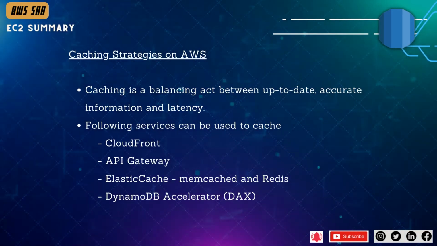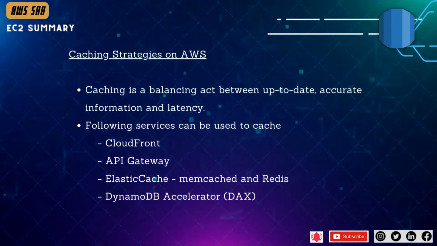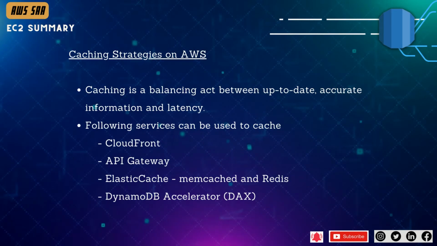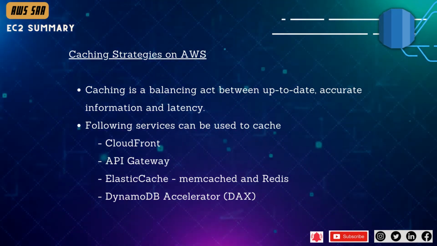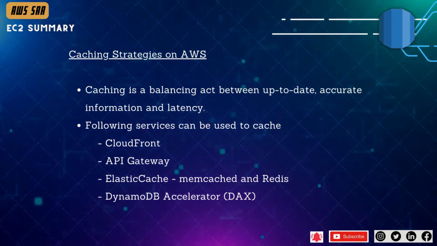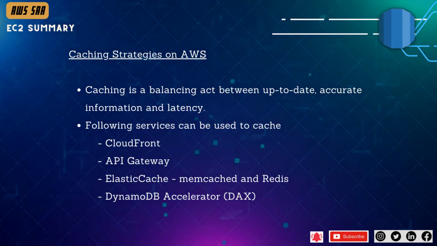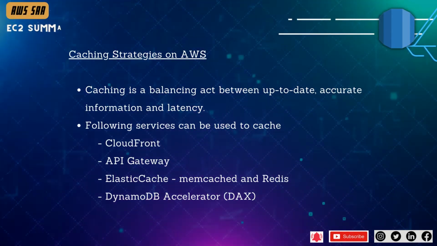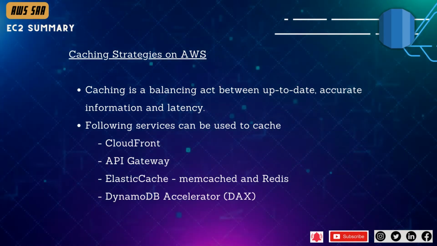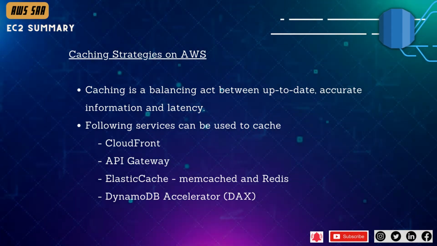Caching strategies on AWS. Caching is a balancing act between up-to-date, accurate information and latency. The following services can be used to cache your data: CloudFront, API Gateway, and ElastiCache. It has two engine options, Memcached and Redis. You can also use DynamoDB Accelerator, which is DAX.